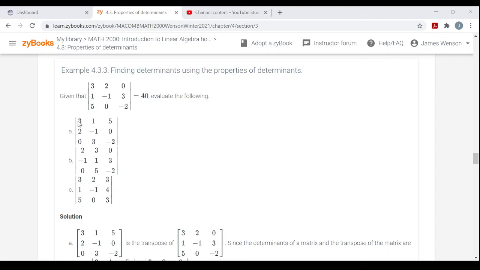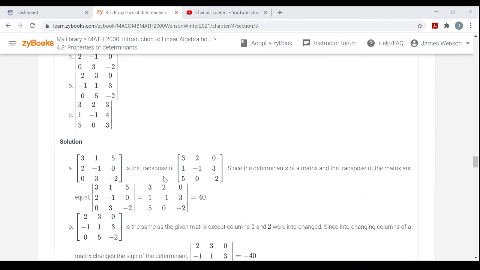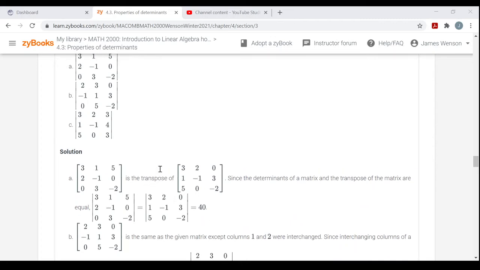Now, look at how this one compares to this one. So this one, the first column is the first row. The second column is the second row. The third column is the third row. This matrix is just the transpose of this matrix. And the determinants of transposes are the same. So matrix A here has a determinant of 40. And they talk about the transpose, 40.